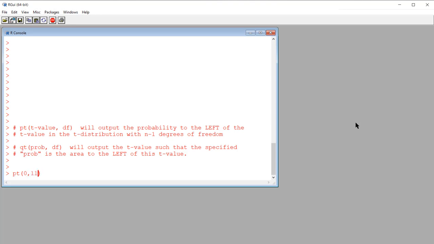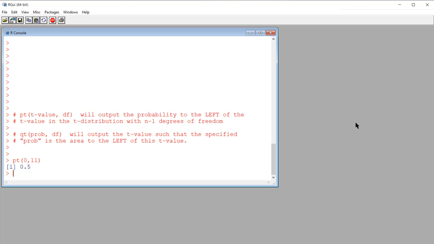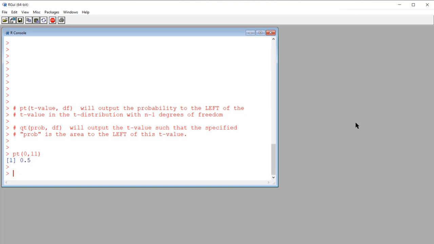11 degrees of freedom. Recall, for any of these normal distributions, 0 is the value in the center. It's the halfway mark, the median as well. So my answer here should be a 0.5. Delightful. Well, that's an easy one.